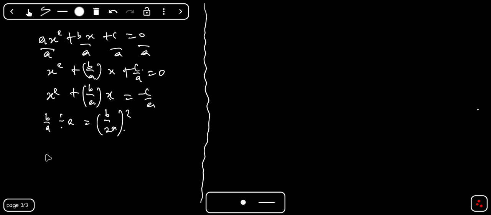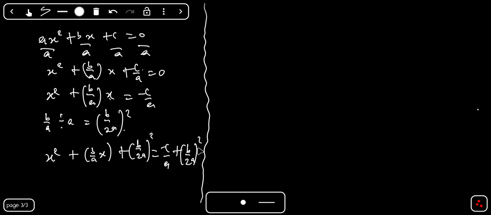Okay? Then we are going to have x raised to the power of 2 plus b over a x, then plus b over 2a raised to the power of 2 is equal to minus c over a plus b over 2a raised to the power of 2. Then you complete the square here. So it's this and this which have square, so we are going to neglect this. Then we are going to have x plus b over 2a raised to the power of 2, which is equal to minus c over a plus b raised to the power of 2 over 4a square, because b square and 2 square is 4, then a square is a square. Then we have minus c over a plus b square over 4a square.